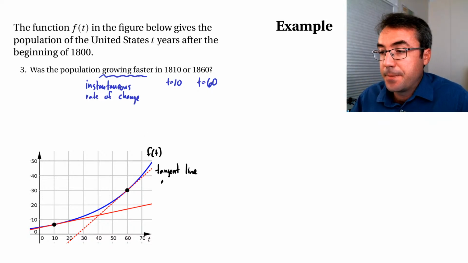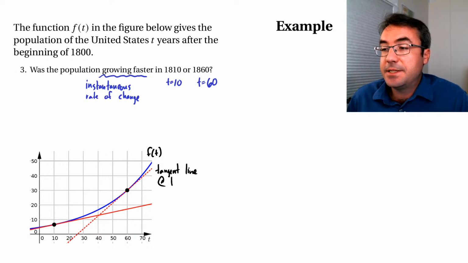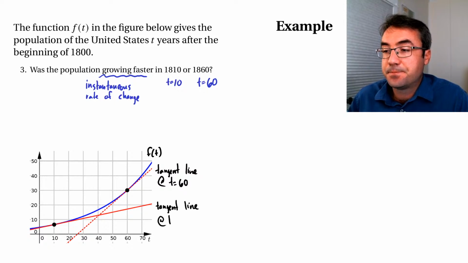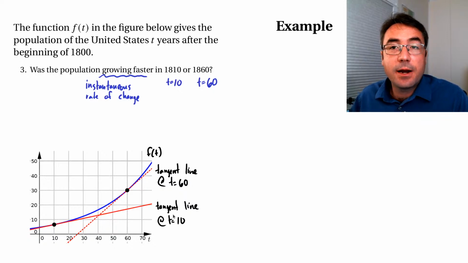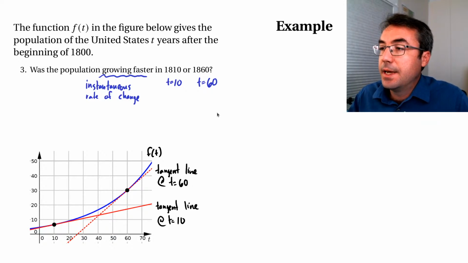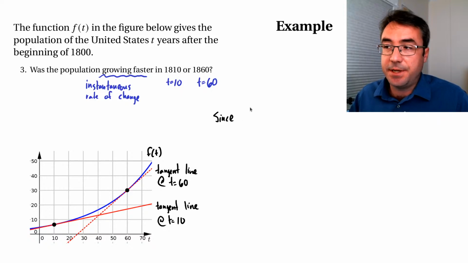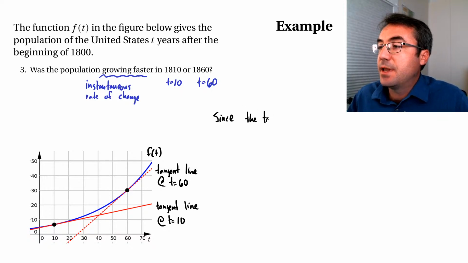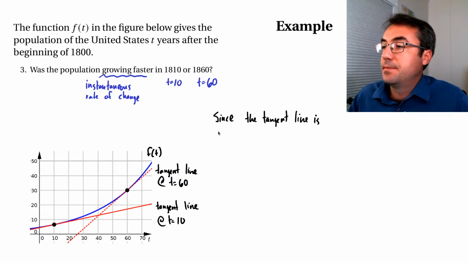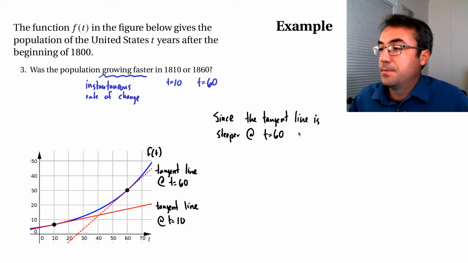I've just included it here. So the tangent line at t equals 60, and then the solid line is our tangent line at t equals 10. We want to compare which of those tangent lines has a larger slope, and we see that it's at t equals 60. Since the tangent line at t equals 60 is steeper, the slope is larger.